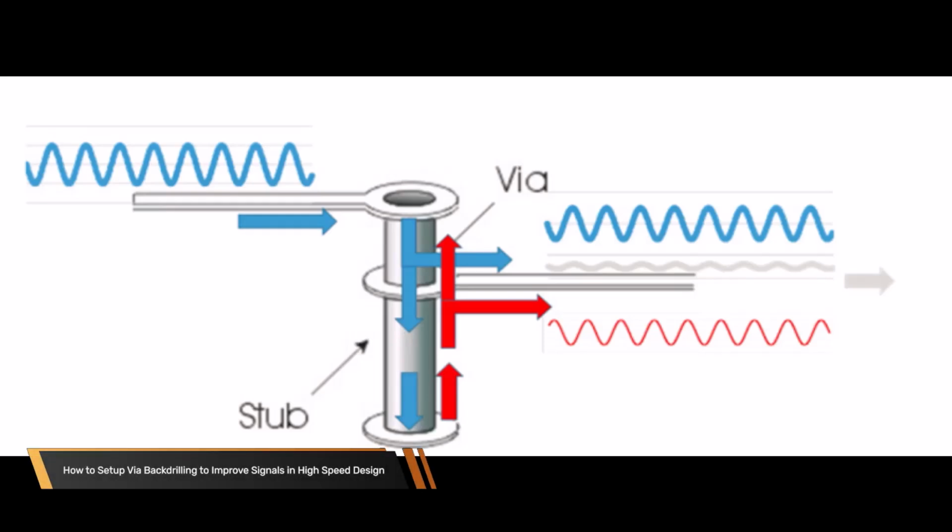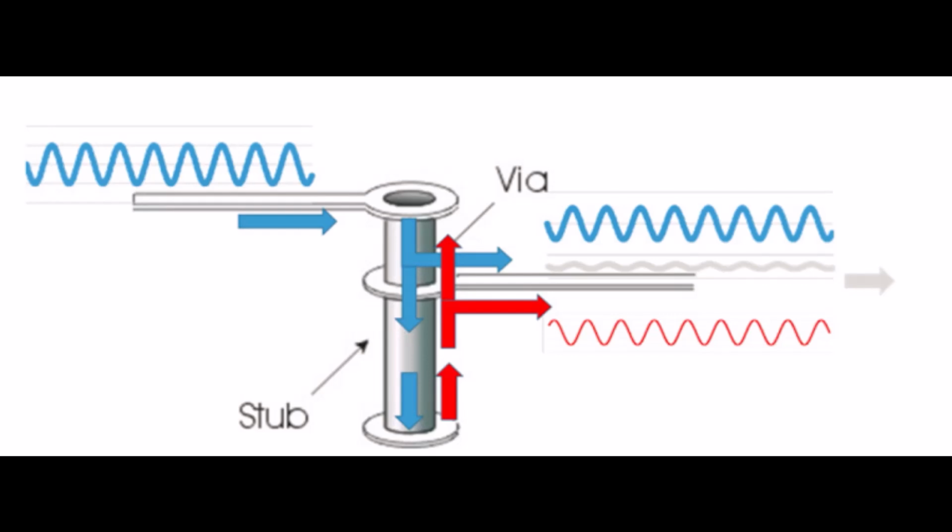Via stubs are going to have an unwanted effect on your high-speed signal. When a signal is injected into a trace, it travels until it reaches the junction of the via stub in the trace. The signal splits: some of the signal continues to the receiver, while some continues to the bottom of the stub. At that point, it reflects back up, interfering with the original signal.